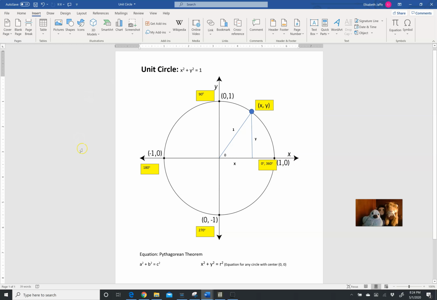Okay, so this is the unit circle and everything that you need to know about it. And then we're going to be working with this a tremendous amount in the next couple of lectures. Okay, here's the thing though.